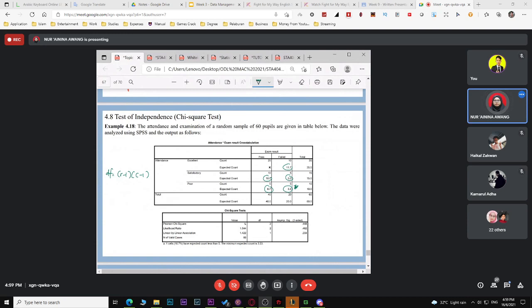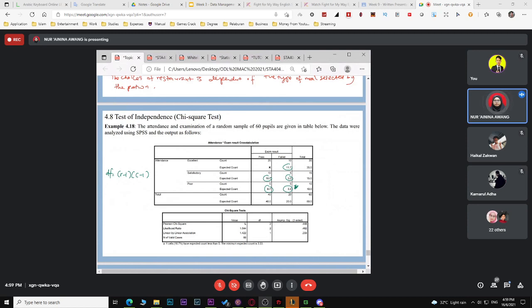In this case, since we cannot combine fail with pass, we can combine satisfactory with poor. You will combine these two categories as one. So from 3 rows, it will become 2 rows, since you combine the two rows into one.